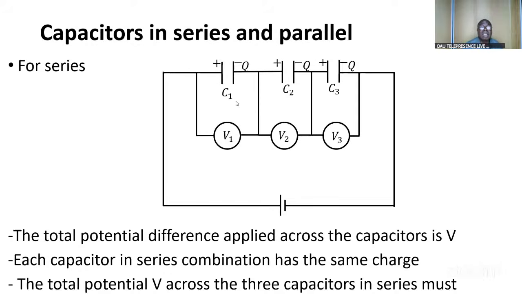To find the equivalent, you find the reciprocal. 1 over C equivalent is equal to 1 over C1 plus 1 over C2. That will be 1 over 1 plus 1 over 2. If you do it correctly, it will be 3 over 2. Then the C equivalent will be 2 all over 3, because you reciprocate it: the 2 will go up and the 3 will come down.